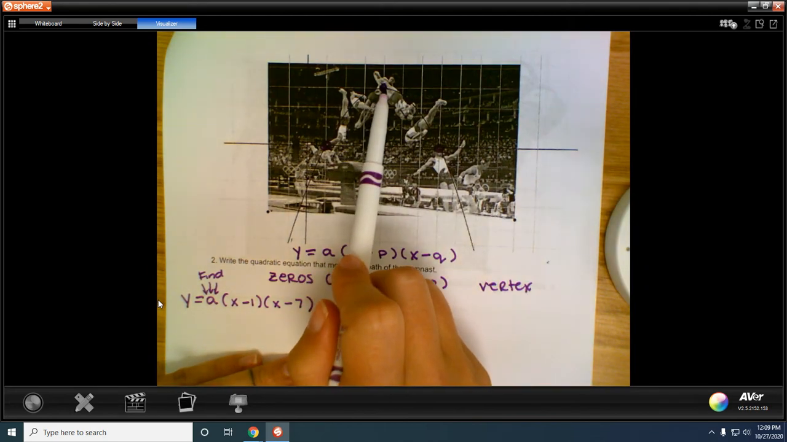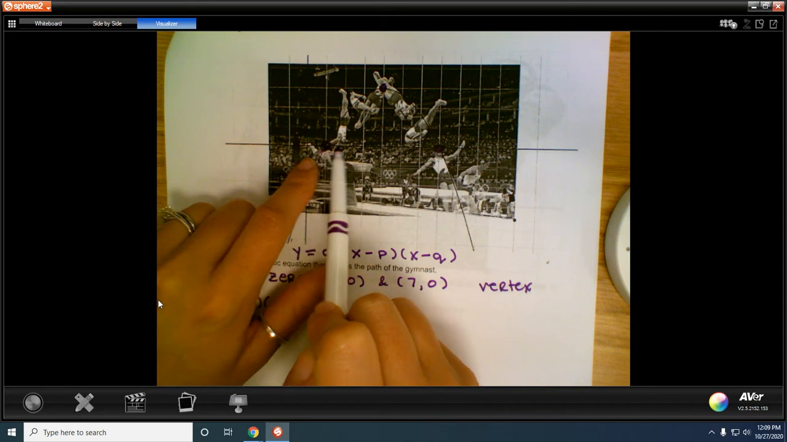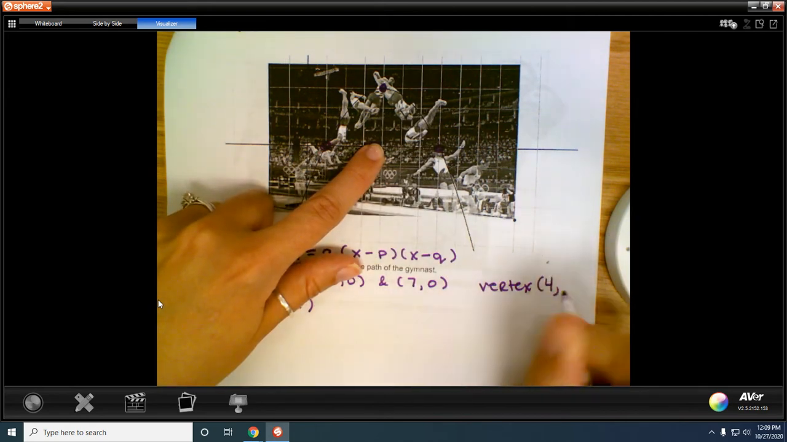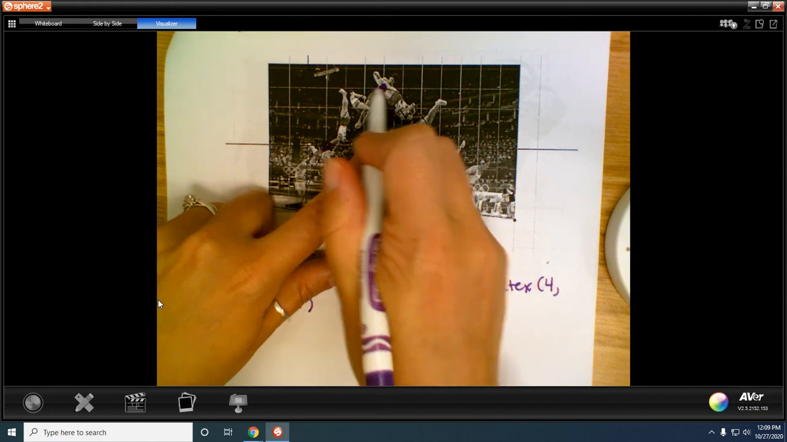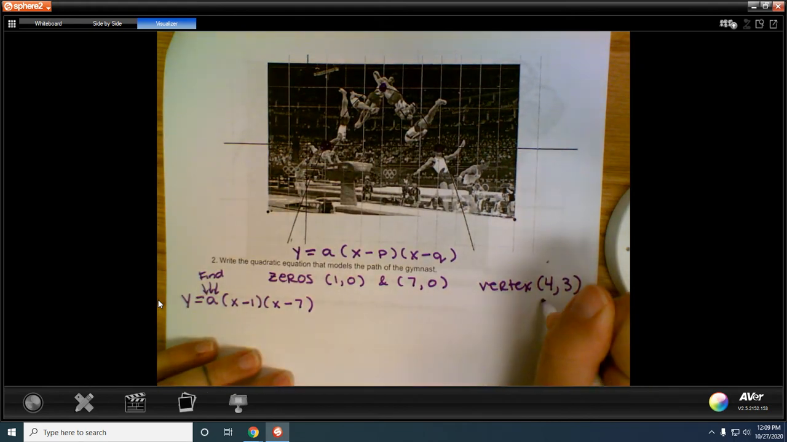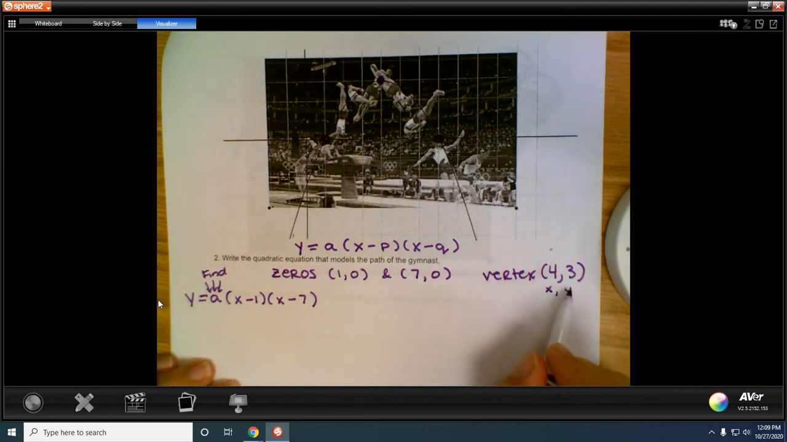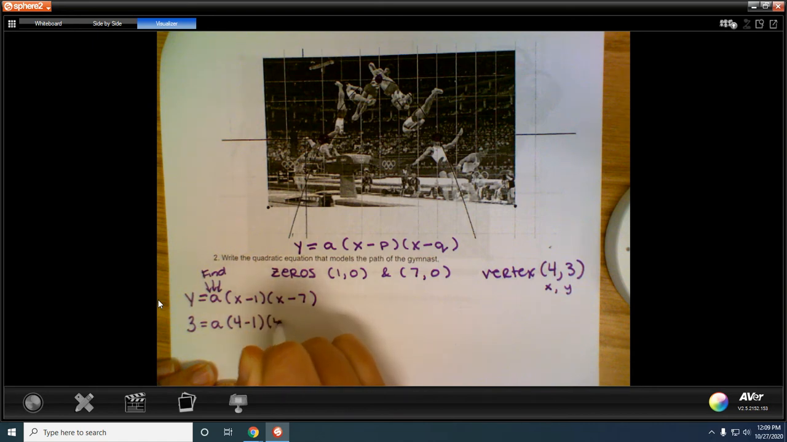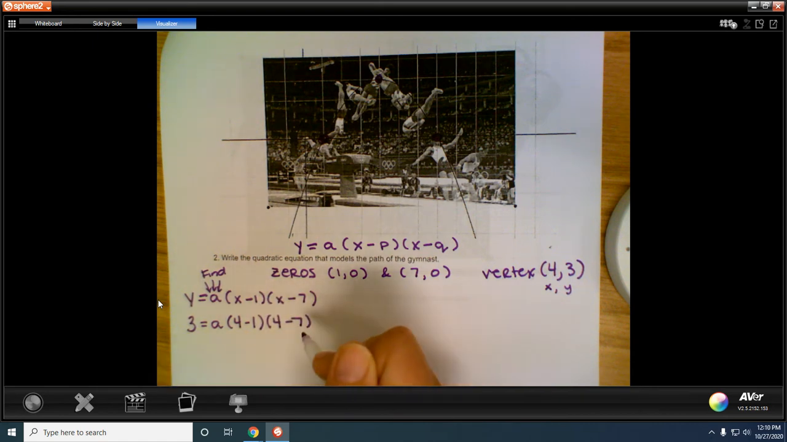Here's my vertex. Here's the very top of the gymnast flip. And that's located at 1, 2, 3, 4, over, and up 3, so (4, 3). Here's my x. Here's my y that I'm going to use to find a. So I'm going to put the 3 in the y spot. Remember, we're finding a, so we don't have anything in for a. 3 equals a(4 minus 1)(4 minus 7).